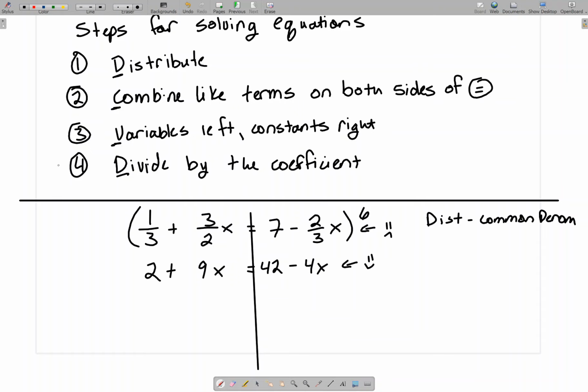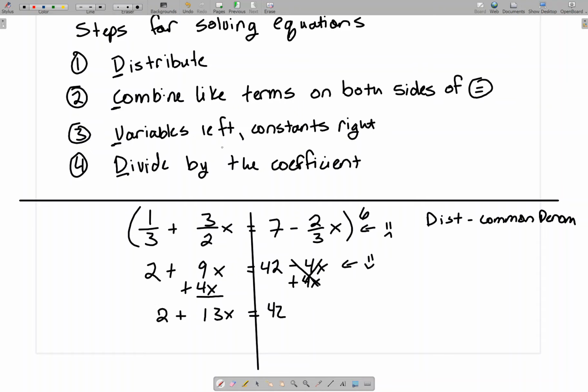Step 3 says variables left, constants right. So we're going to get rid of this negative 4x because it's on the right, and I only want plain numbers on the right. I want all my variables on the left. So to get rid of this, I'm going to add 4x to both sides. So now I've got 2 plus 9x's and 4x's makes 13x's, 42, and then negative 4x's plus 4x's cancels.